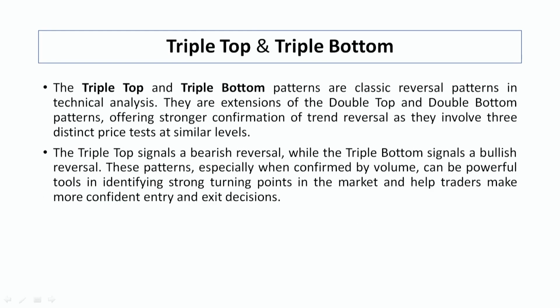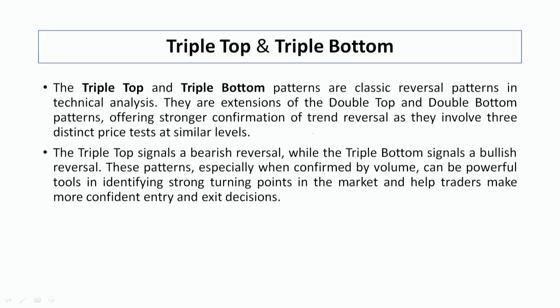So triple top and triple bottom patterns are classic reversal patterns in technical analysis. They are similar to double top and double bottom, offering stronger confirmation of trend reversal. If an individual identifies a triple top or triple bottom in a particular price situation, they can confirm the trend reversals. In the case of double top and double bottom, there may be changes or there may be a break, but this particular condition confirms the situation of trend reversal. A triple top signals a bearish reversal and a triple bottom signals a bullish reversal like the previous one. These patterns, especially when confirmed by volume, can be a powerful tool to identify the turning points in the market.